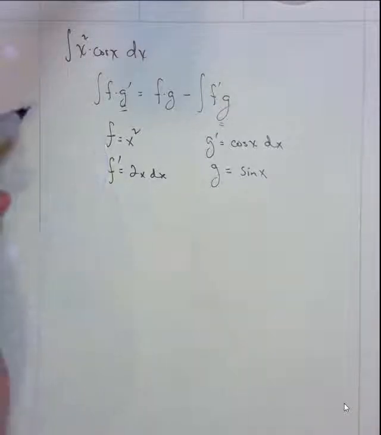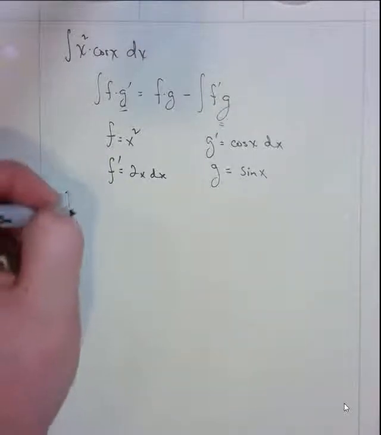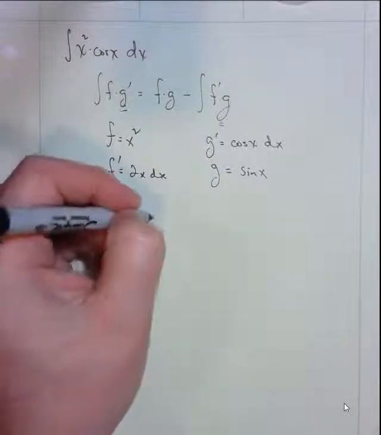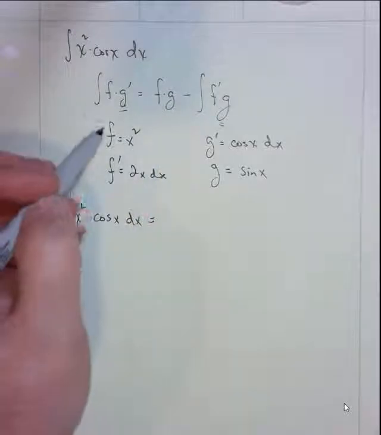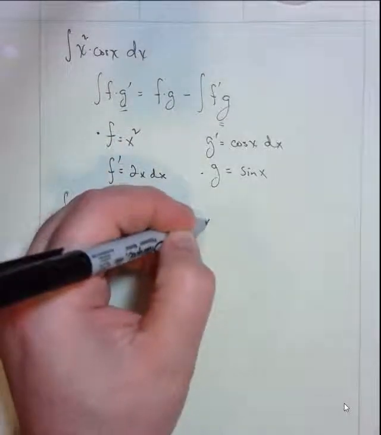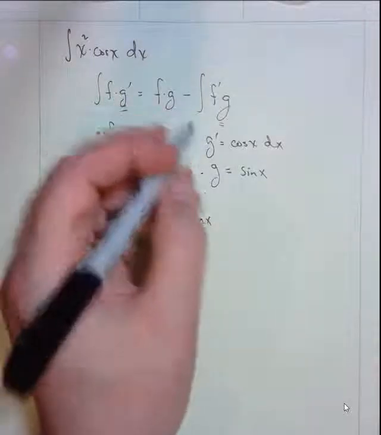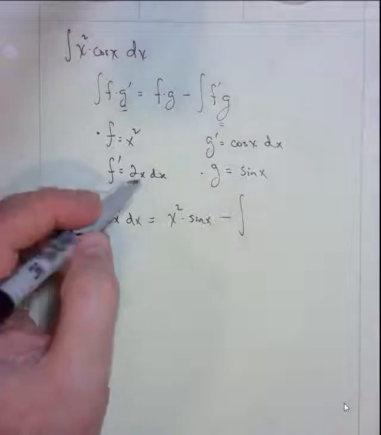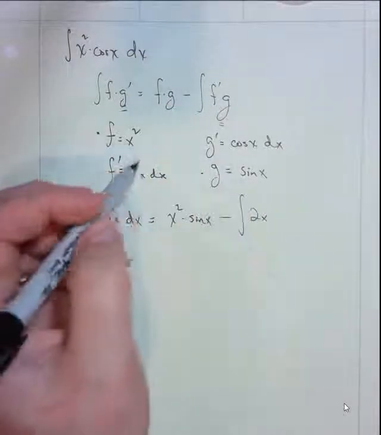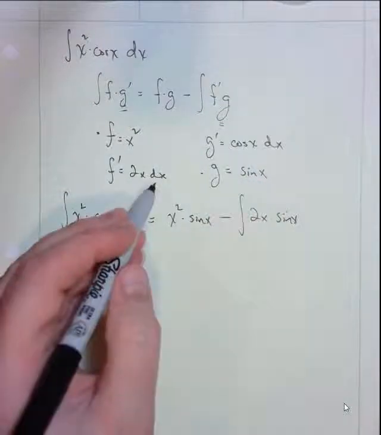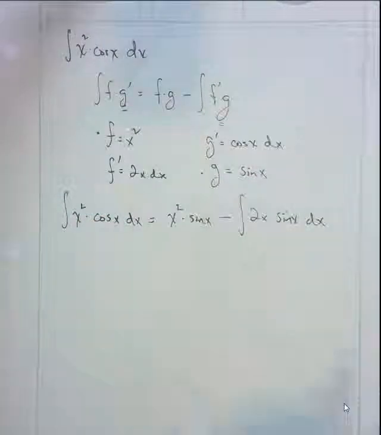With these assignments made, that tells us that the integral of x squared times cosine of x dx can be reconstructed as f times g, x squared times sine of x, minus the antiderivative of f prime, 2x times g, and this dx that's part of f prime, I'm going to push it out to the end there.